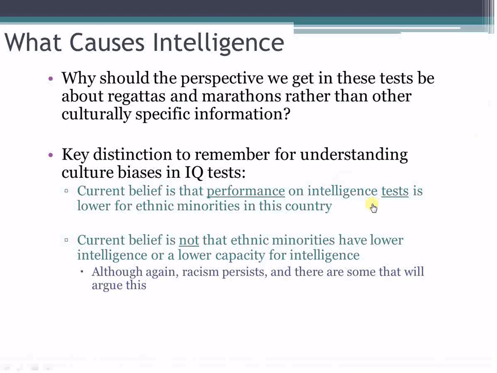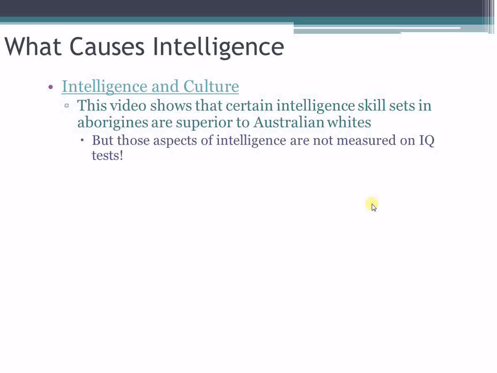The idea is that there are cultural biases in these test questions, and that what defines intelligence is inherently culturally based. So, for example, in this video, which you can take a look at, it demonstrates that there are certain intellectual skill sets where Aboriginals, who are essentially the socially disadvantaged group in Australia, are far superior to Australian whites. And these are skills that are important to their culture. But those aspects of intelligence aren't measured on the IQ test because Australian whites are the dominant culture and they're the ones who create the tests.